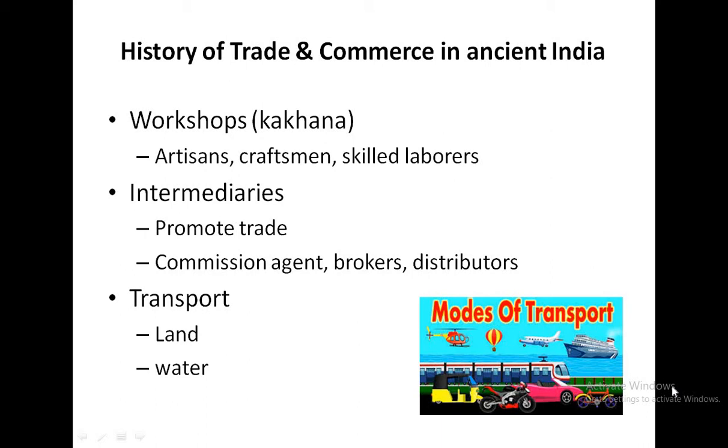Next, about transport. The main transport used in ancient times was mainly land and water. Land transport was used mainly for inland trade and overland trade with other countries. Then water transport, also known as maritime trade, is an important branch of the global network.